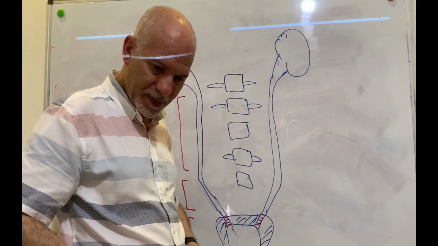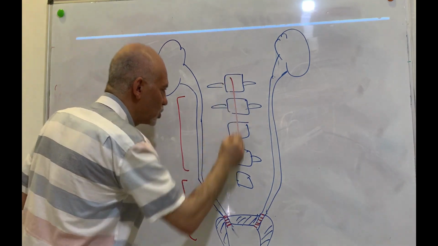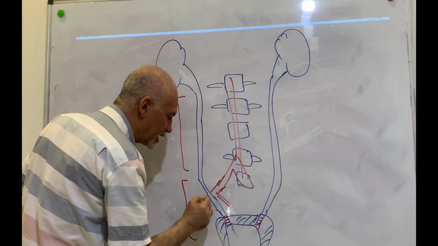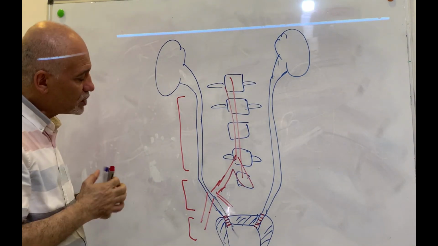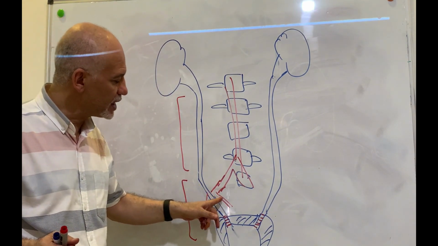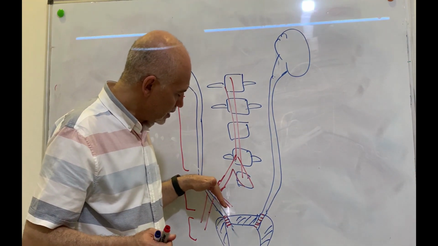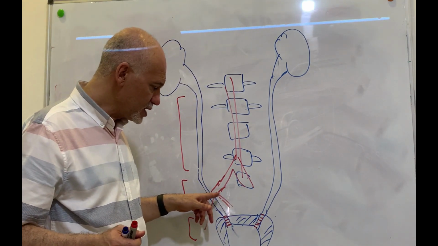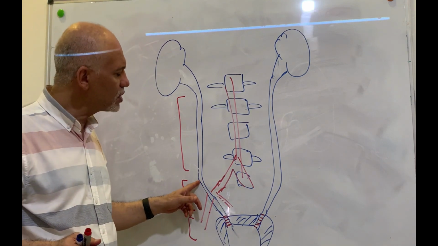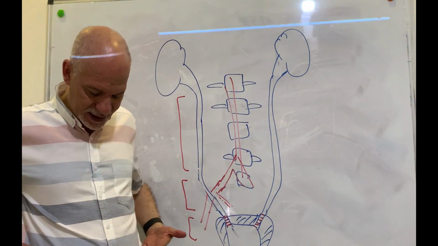At the pelvic brim, the ureter crosses. Suppose this is the abdominal aorta, which divides into right and left common iliac, divided into internal iliac and external iliac. The ureter crosses in front at the point of bifurcation of the common iliac into internal and external iliac, or maybe at the beginning of the external iliac artery. Then the ureter descends medially.